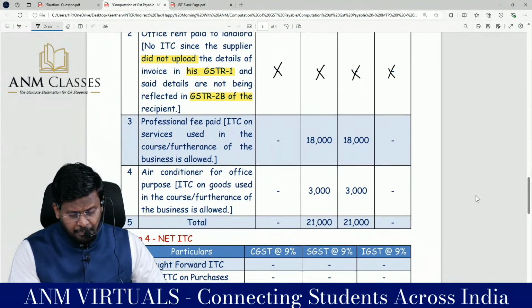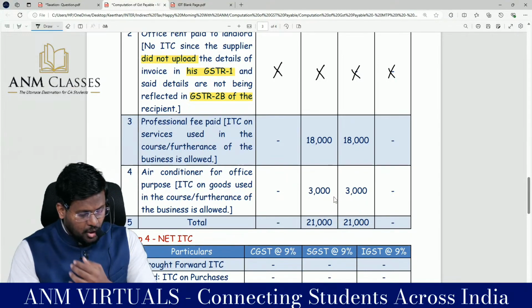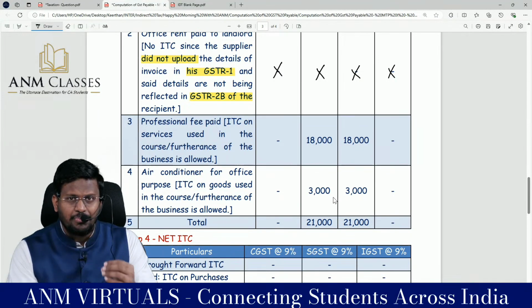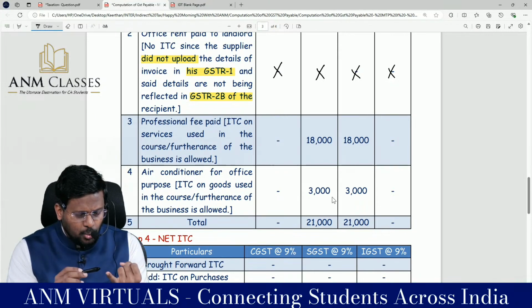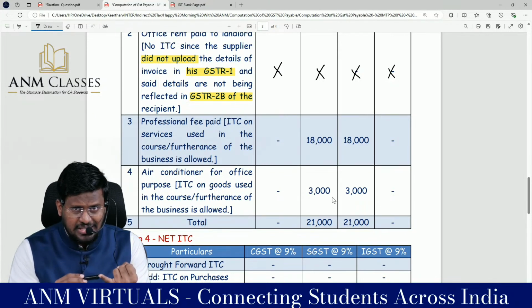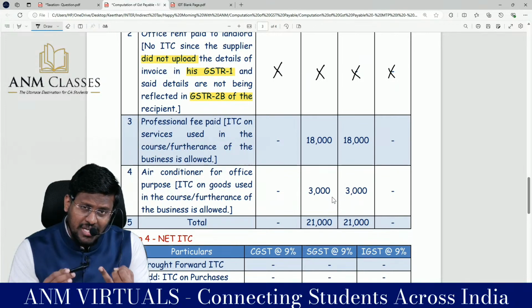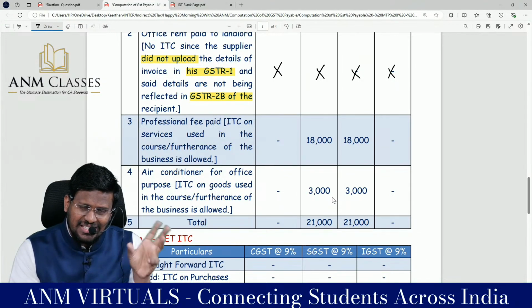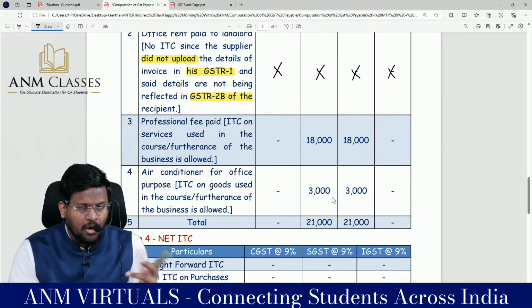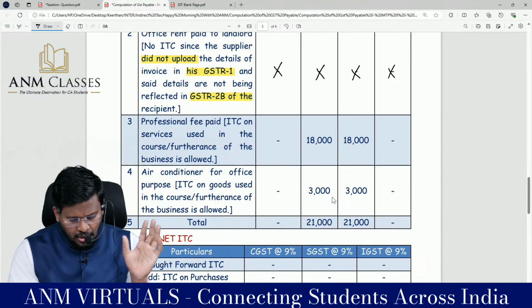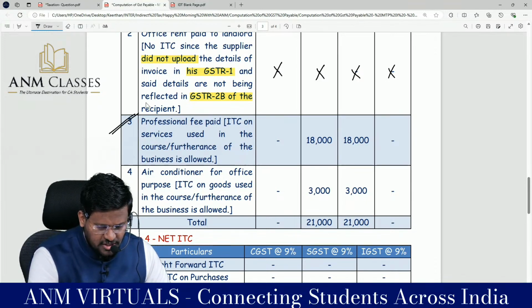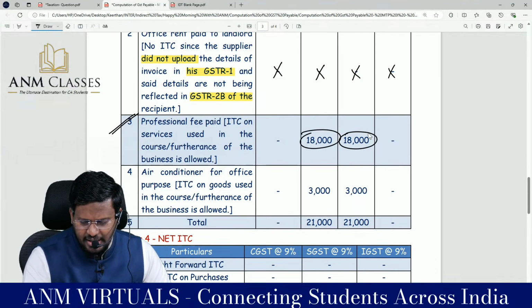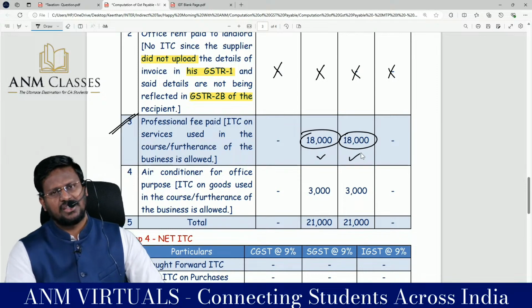Professional fees paid: ITC on service used in the course or furtherance of business is allowed, because this is with regard to the course or furtherance of business. The supplier has furnished GSTR 1, the credit has come and sat in GSTR 2B, all the conditions are satisfied, so I can take the ITC. So for the professional services paid, 18,000 and 18,000 CGST and SGST credit is available.